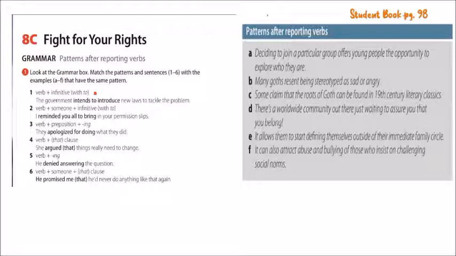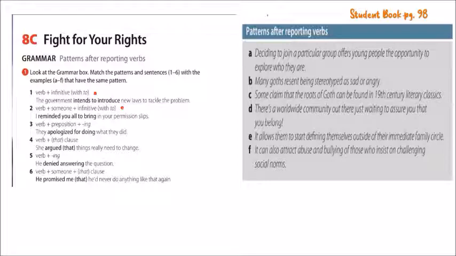That would be letter E, right? It allows them to start defining themselves outside of their immediate family circle. So the first verb we have is allows. That is the first verb, right? And then the someone would be them, and then we have an infinitive with to, which would be to start. Good.